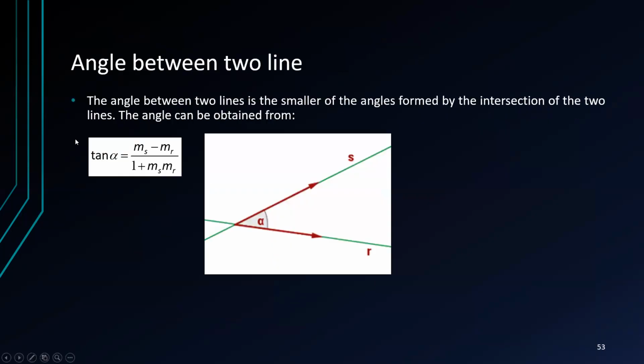Angle between two lines. The angle between two lines is the smaller angle of the angles formed by the intersection of the two lines. The angle can be obtained from tangent alpha. Tingnan nyo sa figure ang alpha. M sub s, slope ng line S, minus M sub r over 1 plus M sub s M sub r. So that is the angle.